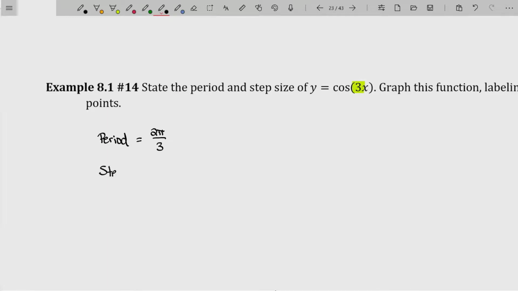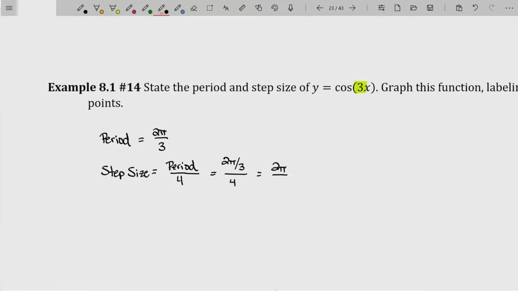The step size is going to be the period over 4. We're slicing up that period into 4 chunks. So it's 2 pi over 3 divided by 4, or in other words, 2 pi over 12, which is pi over 6.